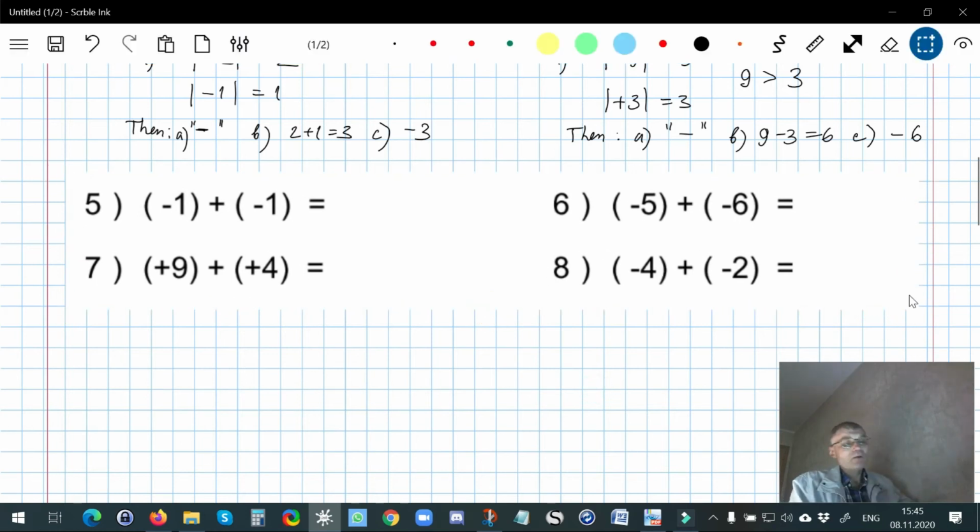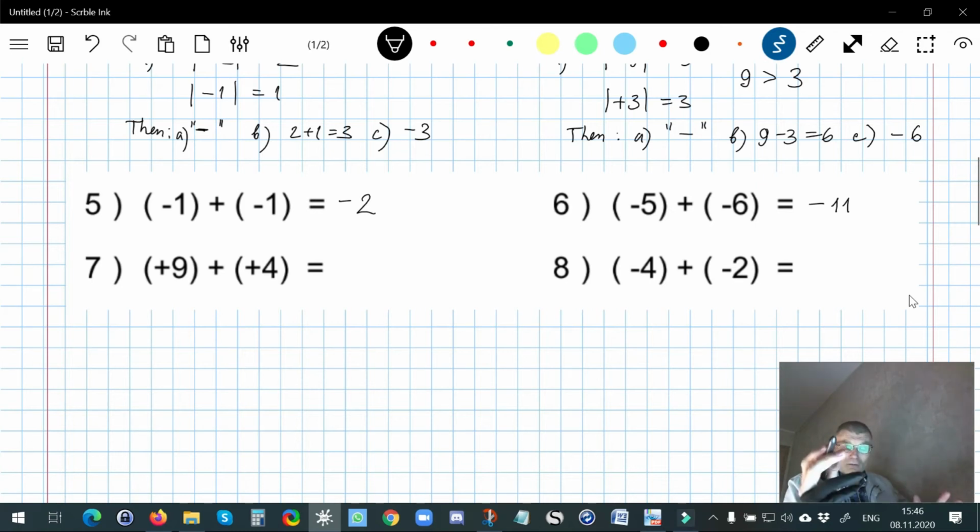In this case, both signs are the same. It's easier because we know that in this case I just add and keep the common sign. So I won't write anything like then, the sign, it's just negative, and 1 plus 1 is 2, it's -2. Number 6. Again, both signs are the same. Oh, I'm lucky. So it's just negative, and then I add 5 plus 6, that's 11, -11.